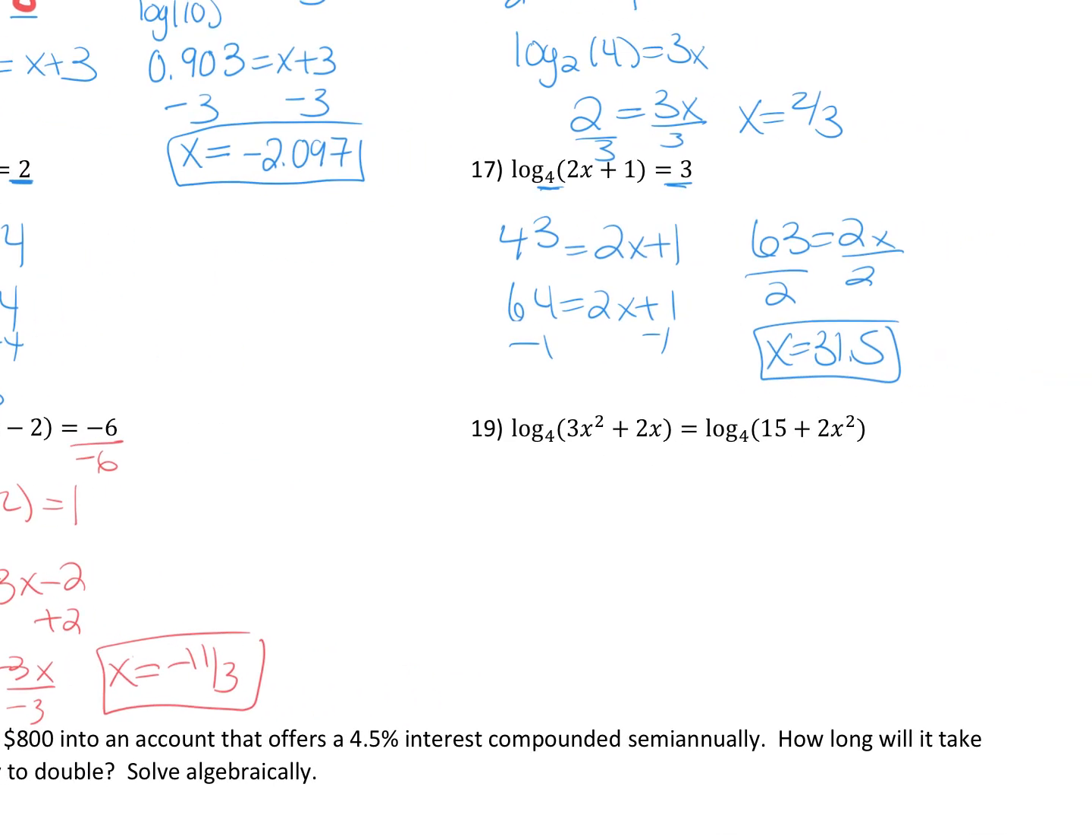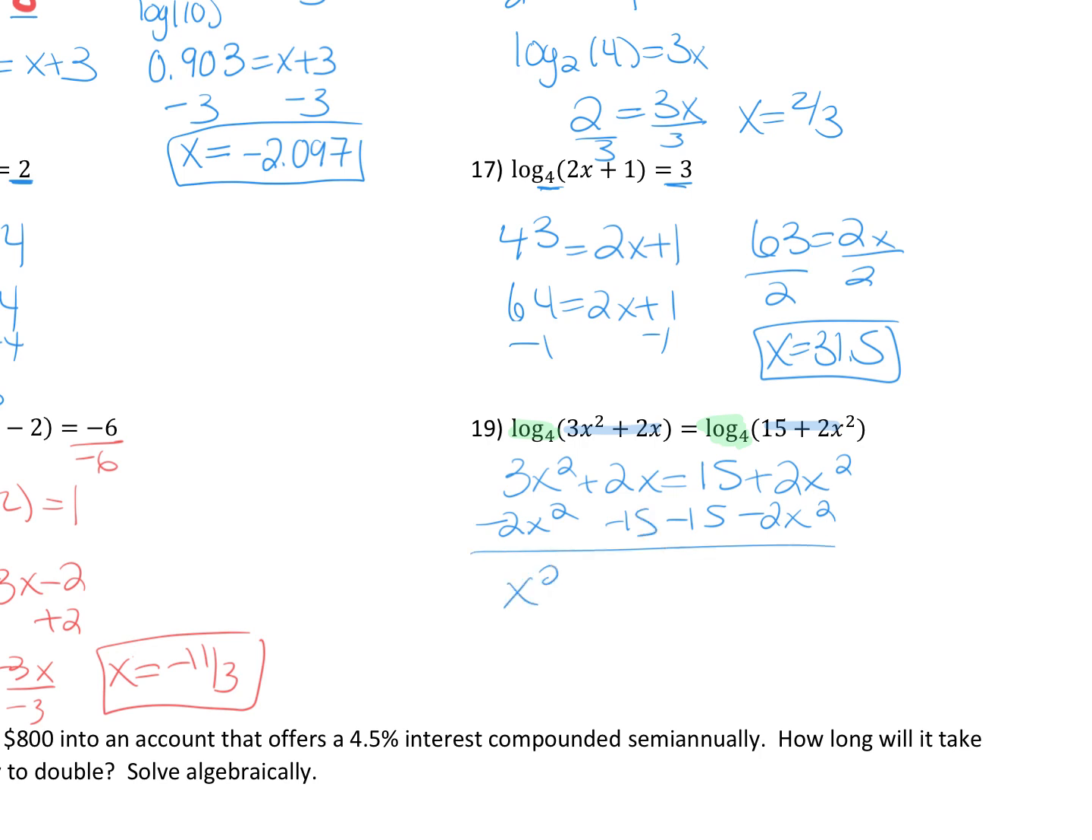When you have logs on both sides, check that they're the same type of log, so log base 4, log base 4. And then you can just set the insides equal to each other. So 3x squared plus 2x equals 15 plus 2x squared. Now I can see these are quadratic equations because of the squared, so I'm going to move everything to one side.